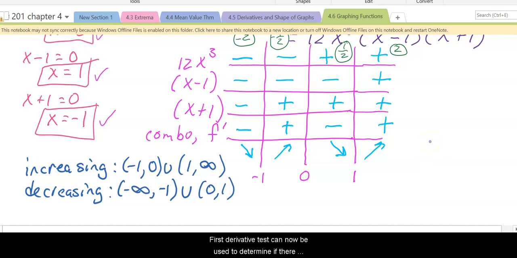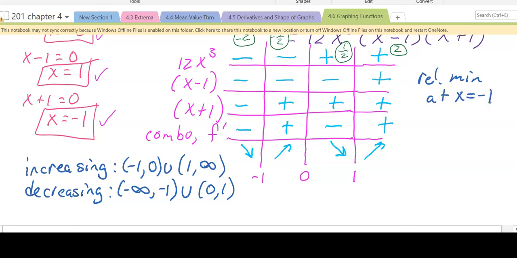The first derivative test can now be used to determine if there are any relative extrema here. There are some relative extrema here. We must have, in general, a minimum at -1 because it was going downhill, then it curves to go up. That means that we must have a relative minimum occurring at x equal -1. We'll find the y value for that in just a moment. Let's go ahead and identify any other extrema locations before we find the actual extrema values.